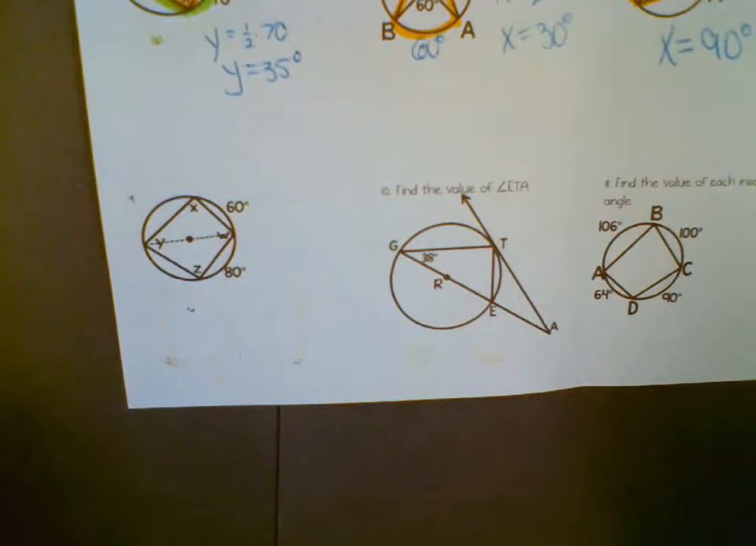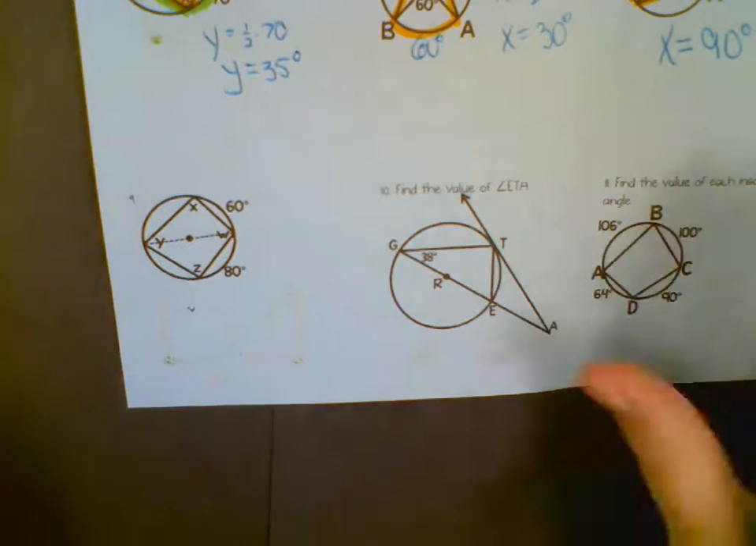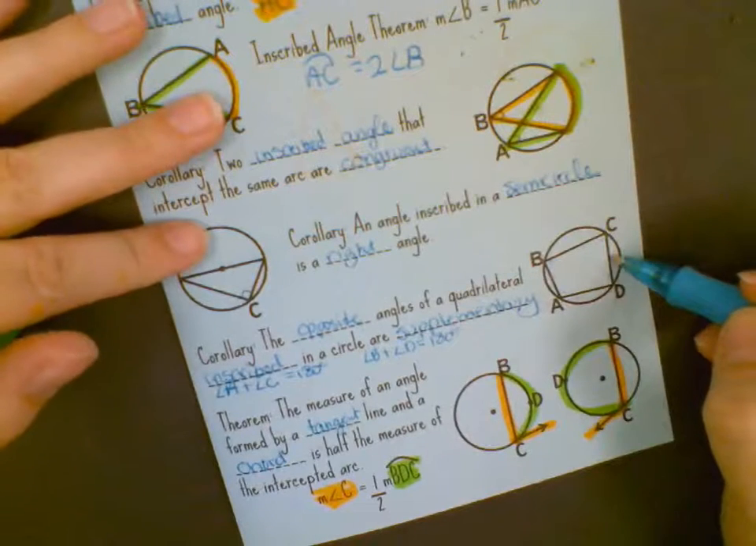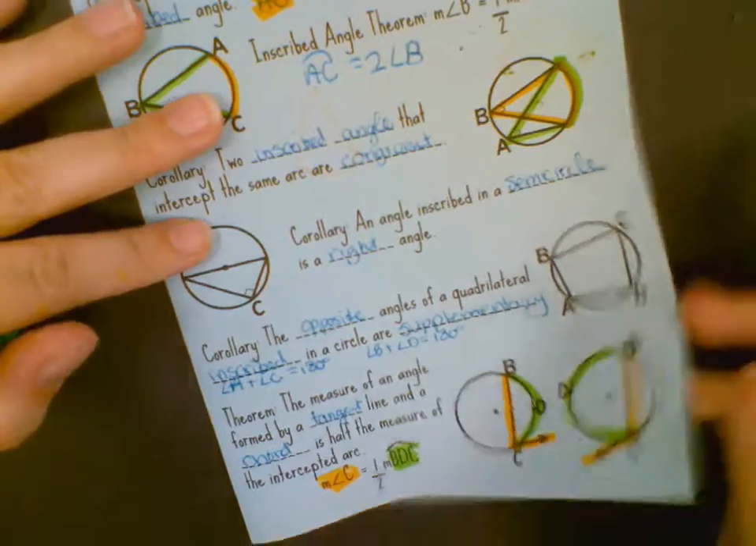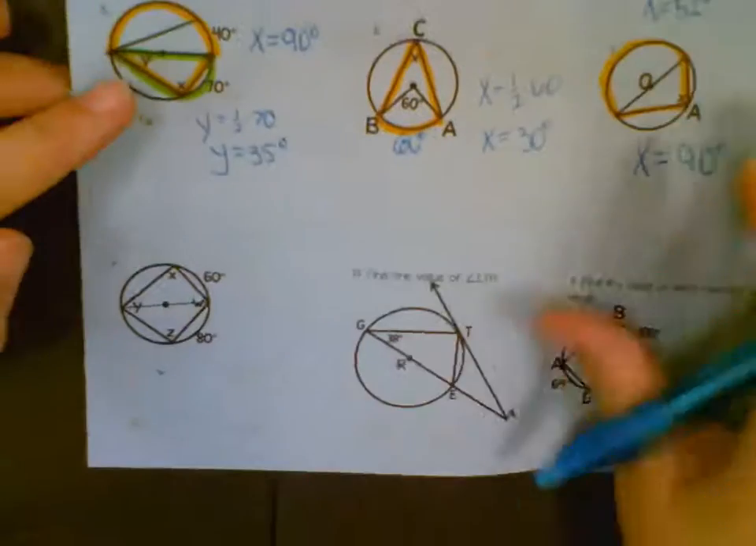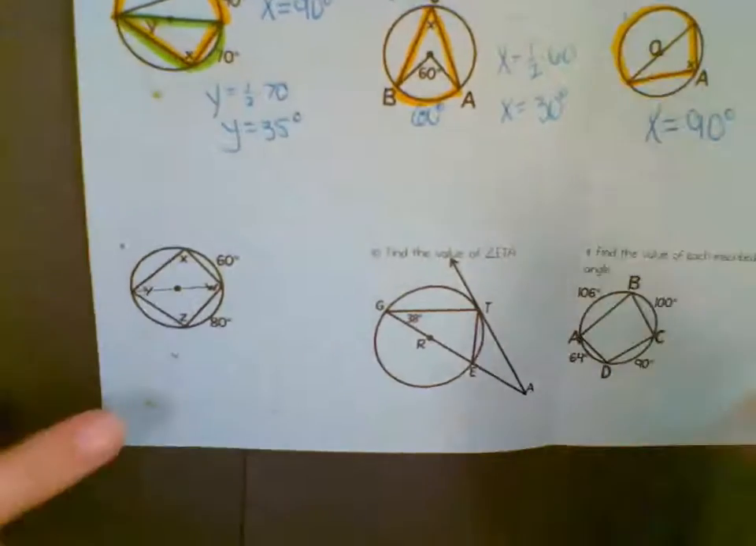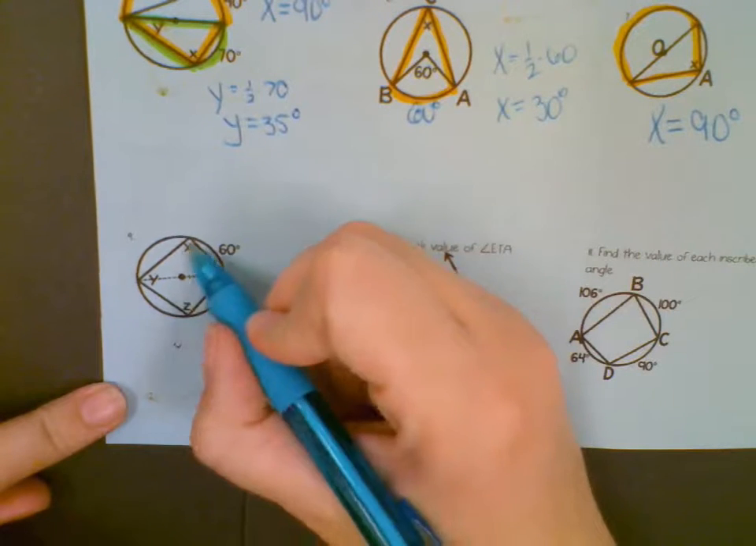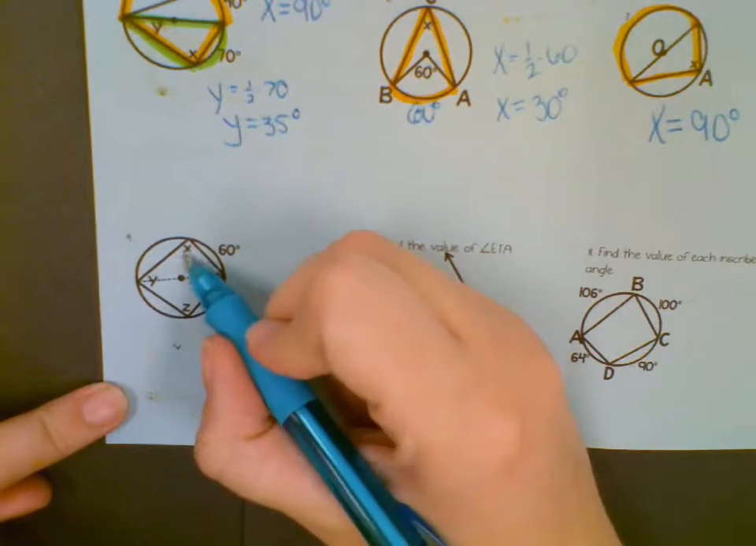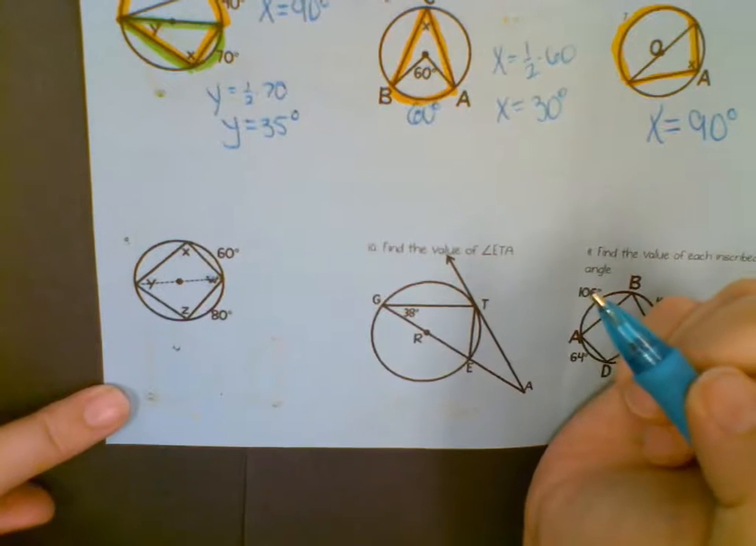Okay, so question number 9 is one of our problems where we can use the second to last corollary, which says that opposite angles are supplementary if it's a quadrilateral inscribed in a circle. That means that y and w add to be 180, and x and z add to be 180.